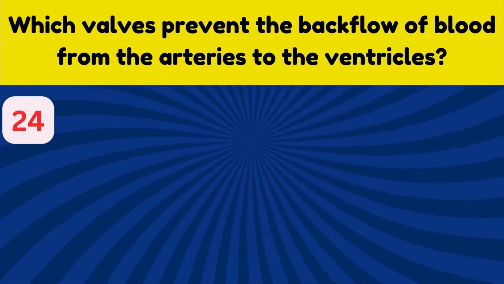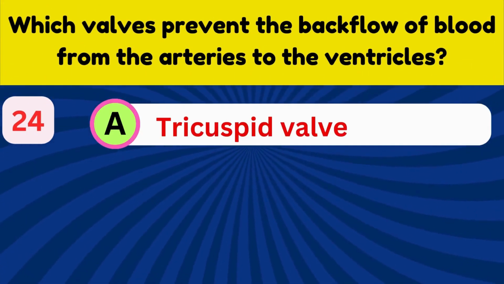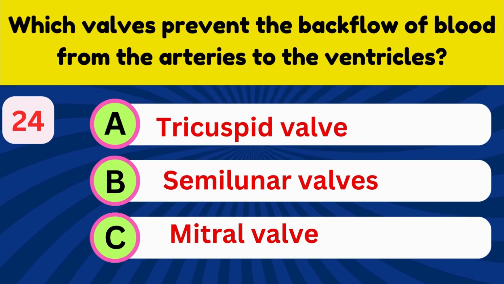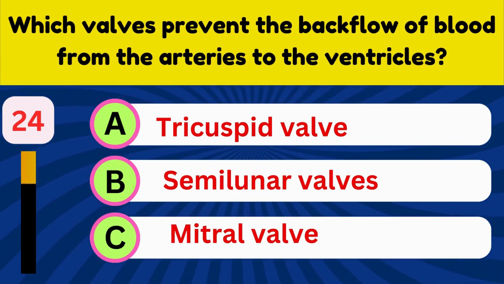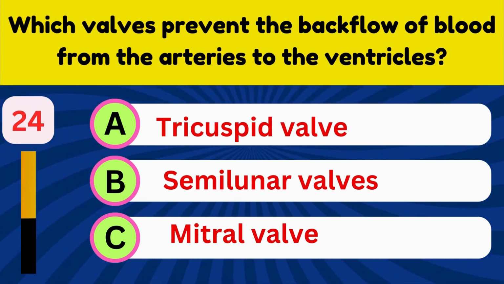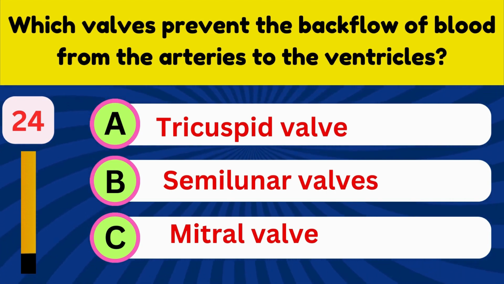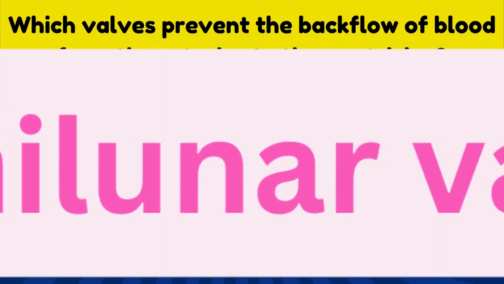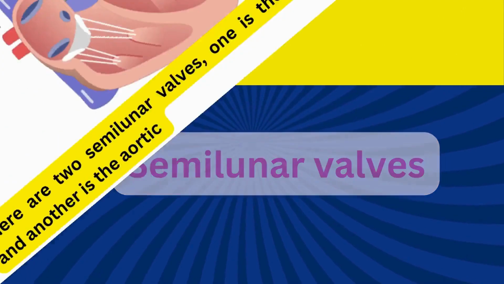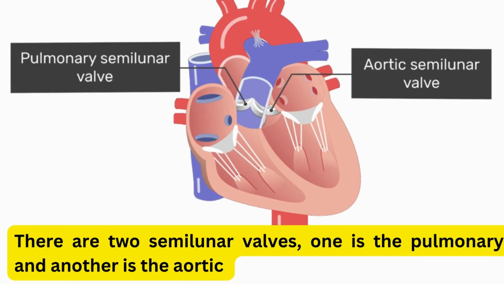Which valves prevent the backflow of blood from the arteries to the ventricles? Semilunar valves. There are two semilunar valves. One is the pulmonary and another is the aortic.